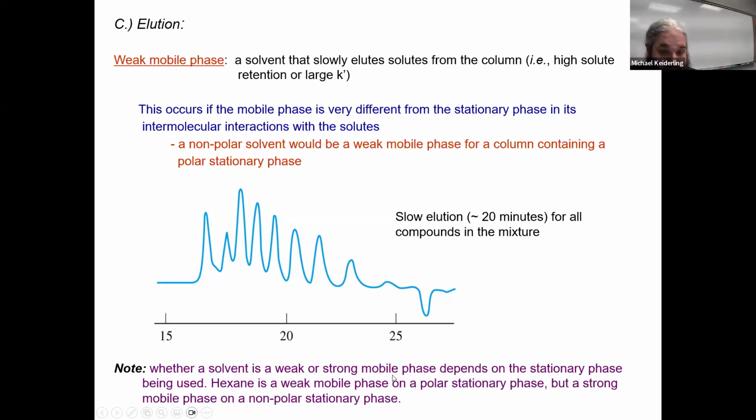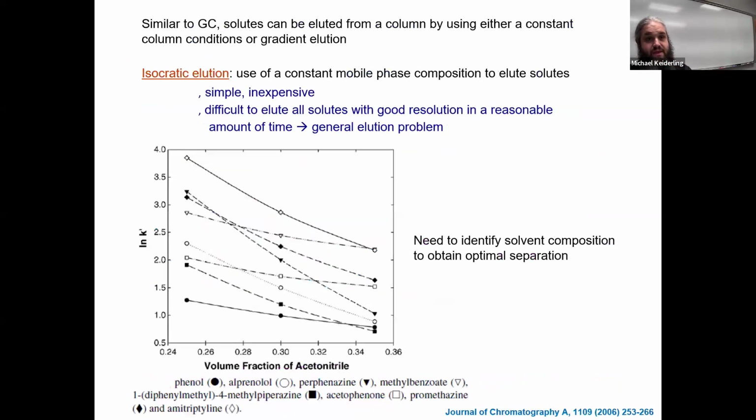And whether a solvent is a weak or strong mobile phase depends on the stationary phase being used. So for example, hexane is a weak mobile phase on a polar stationary phase, but a strong mobile phase on a non-polar stationary phase. So it has to do with how it compares to the stationary phase.